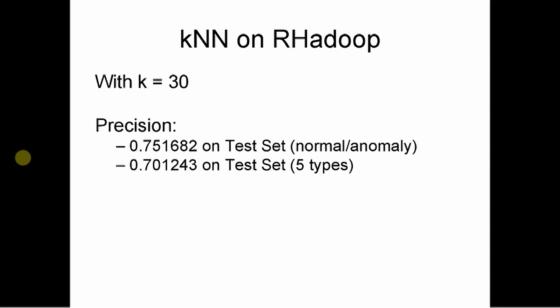Here's the result I got from the KNN algorithm. After some trials, I found that when K is set to around 30, the result is relatively good, with a precision of 75% on the binary classification and around 70% on the 5 types classification.